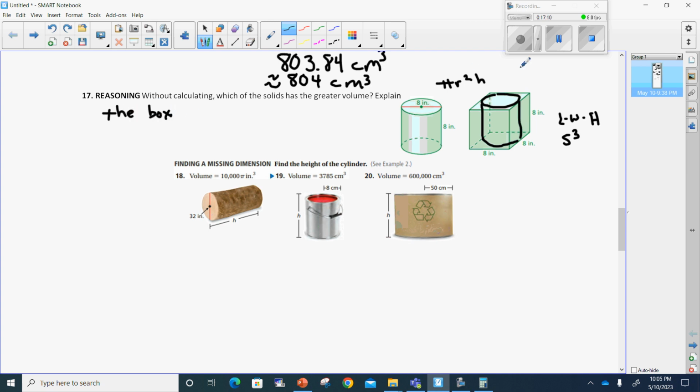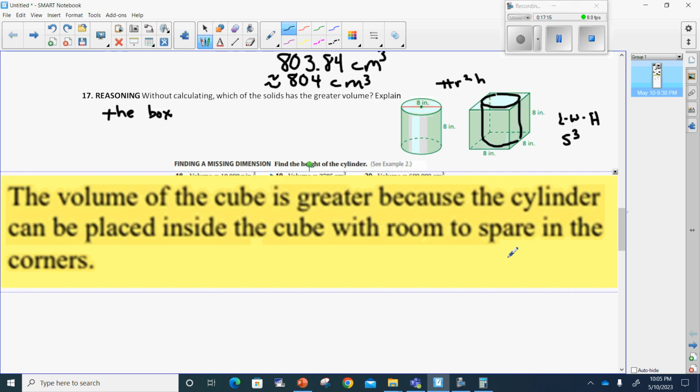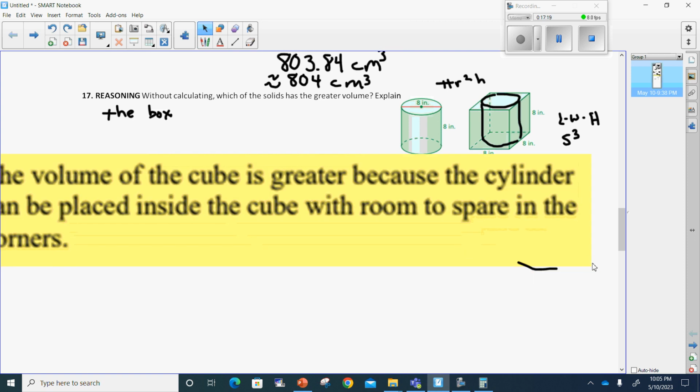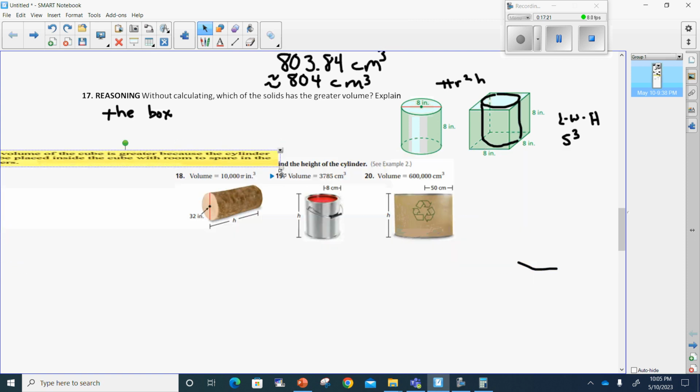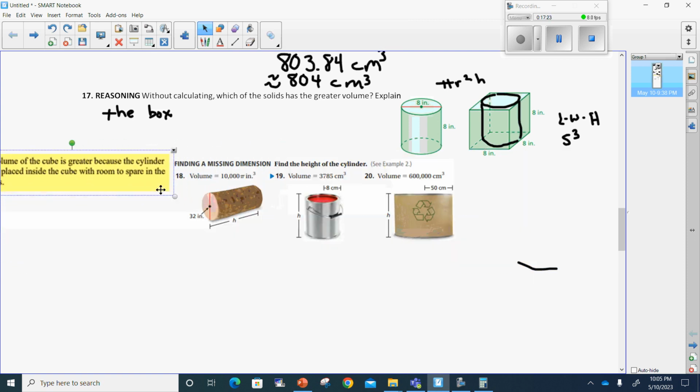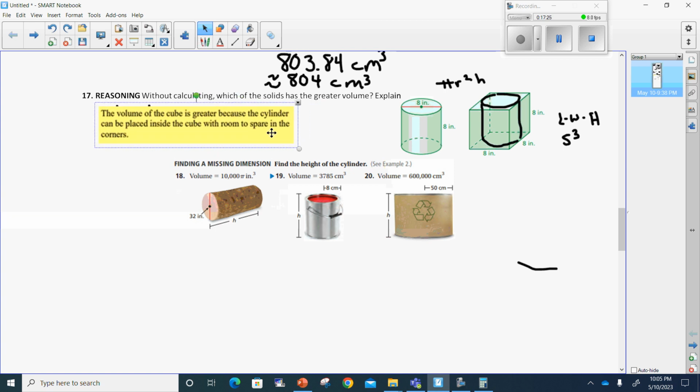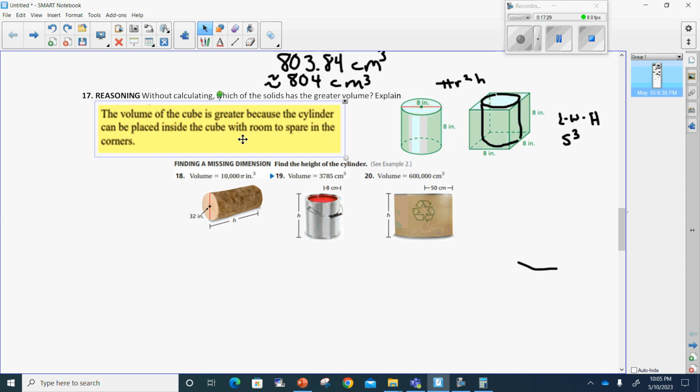Then it says to explain. So if I had to put that into words, I would say, let's see here. The volume of the cube is greater because the cylinder can be placed inside the cube with room to spare in the corners. All right. Let's go on to the next one. So for me, that's going to be number 19.